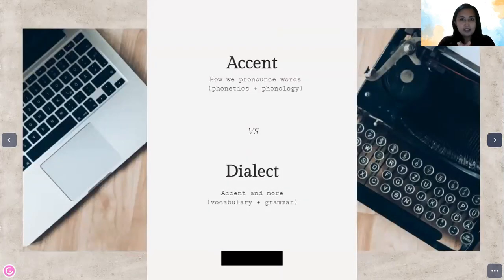And this is that accent refers to the way people pronounce words. We are talking about phonetics and phonology. And dialect refers to the accent and more. But what is more? The vocabulary and grammar, syntax, morphology of words, etc. So once they both are together, we can have a very unique term.